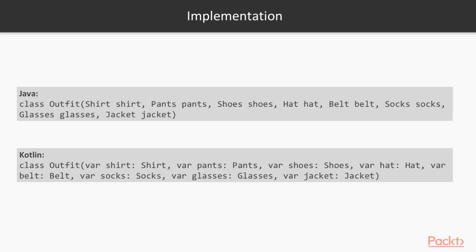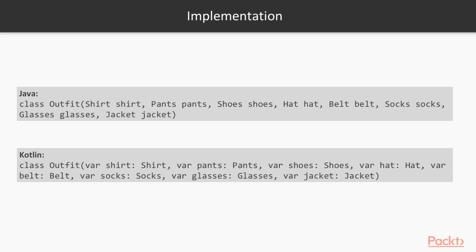So here we have the constructors for the outfit class, both in Java and in Kotlin. As you can see, the first way we can create a constructor for a class that has a lot of variables is to have a lot of parameters in our constructor. That way, when we need to create an outfit, we can simply pass in the accessories that we want. We can pass in the shirt, pants, shoes, hat, glasses, whatever we want.